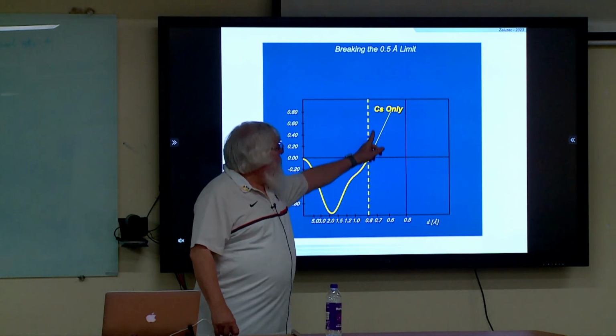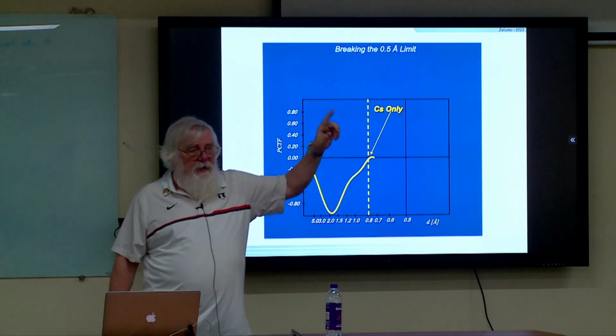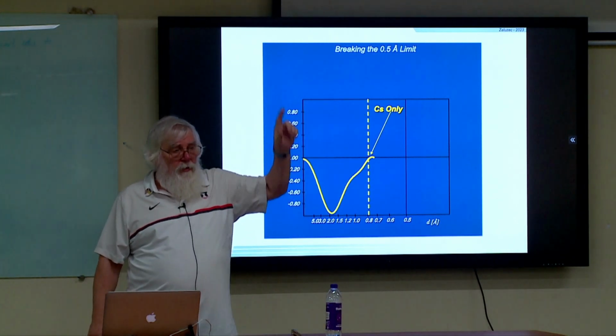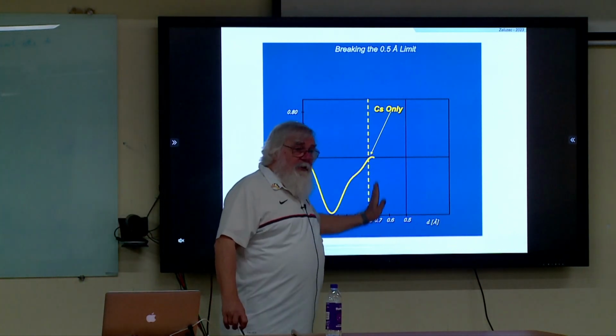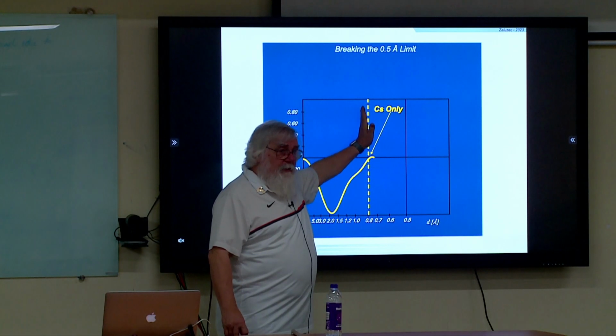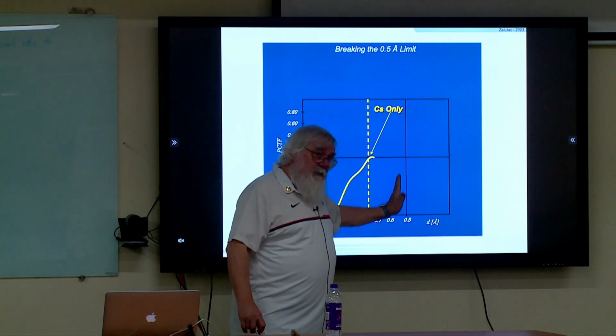And that can be determined basically by CS. Remember the formula I told you? 0.6 times CS to the quarter, lambda to the 3/4. That defines that angstrom limit, okay? Resolution limit.